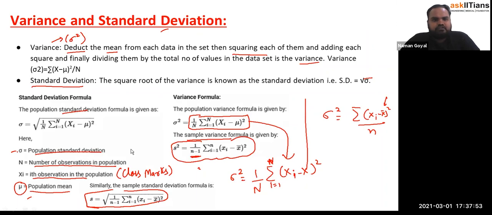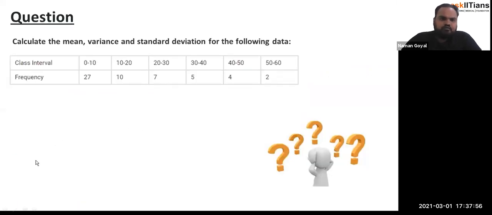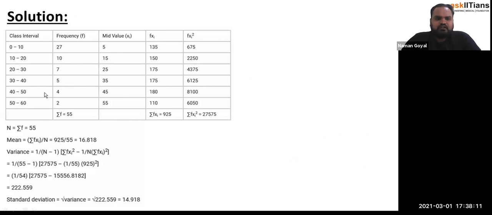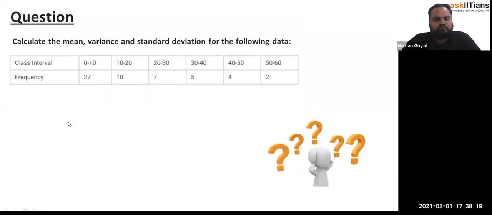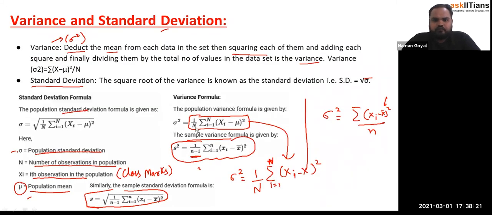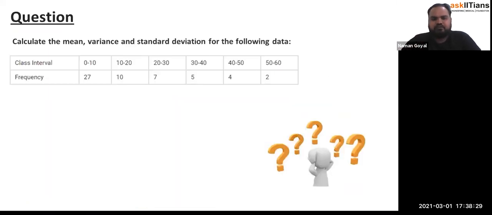Next, with the help of this formula, we are going to do some questions. So if you see what is given in this question, the class interval is given and the corresponding frequencies are given. If frequency is there, then we have to multiply by frequency also, in the formula. And we have to take summation fi. Got it? We have to multiply by fi in the numerator and fi in the denominator.